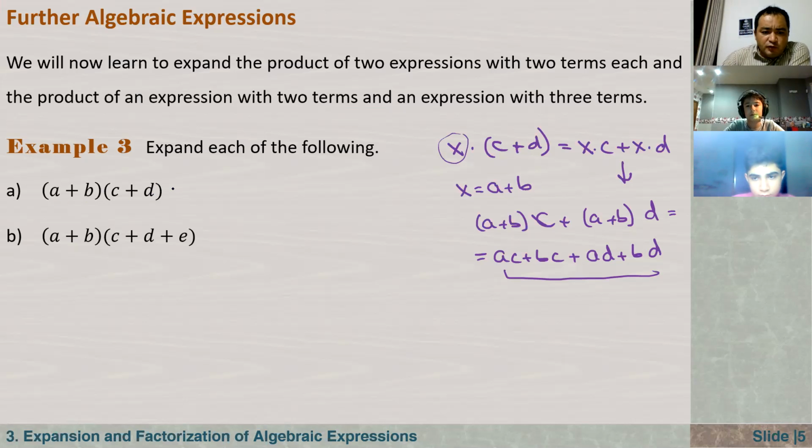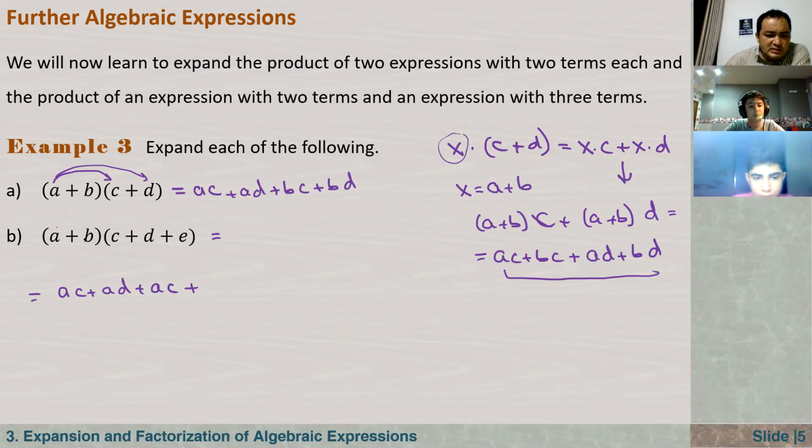So in general, how do we expand this? First we distribute this A over C, that is AC, and after that A over D, plus AD, right? And here we have BC, and here BD. And if we have three terms, similarly, first we multiply A by C, by D, by E. So we have AC plus AD plus AE. After that, we distribute this B over C, D and E: BC plus BD plus BE. This is how we expand algebraic expressions.